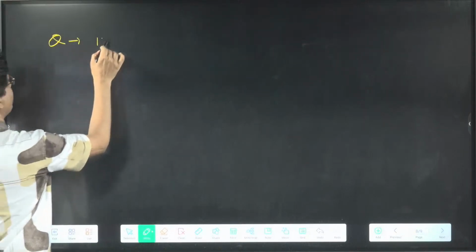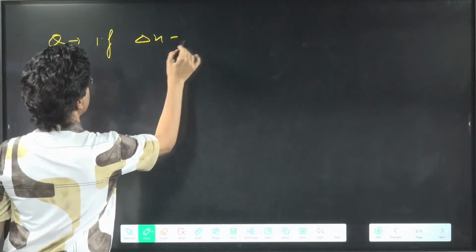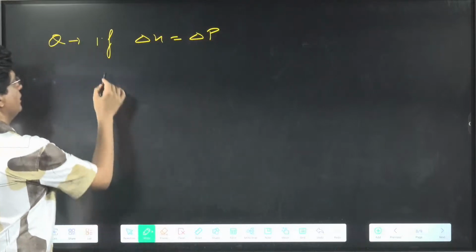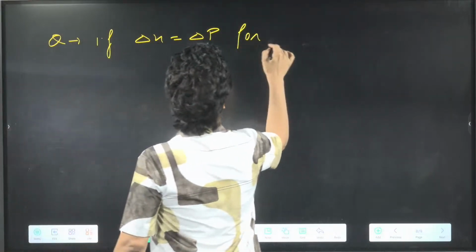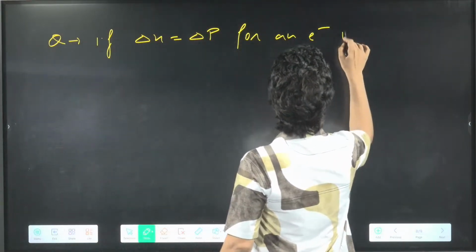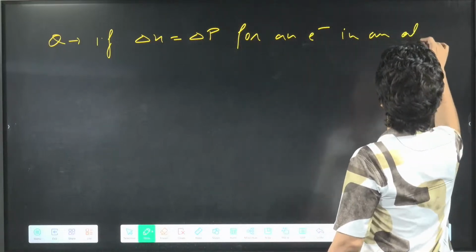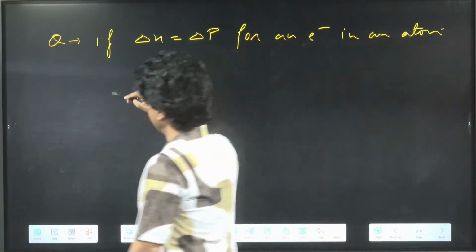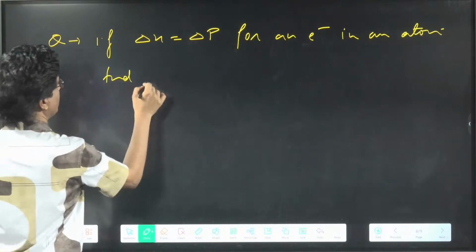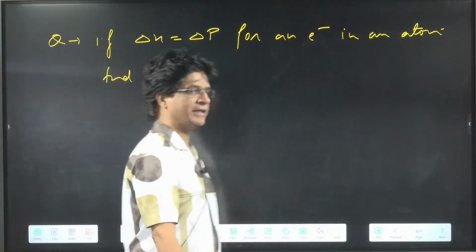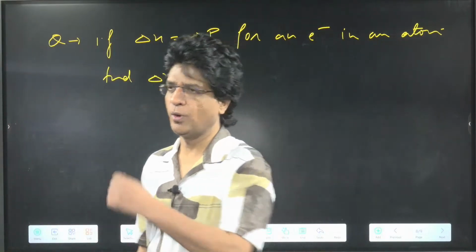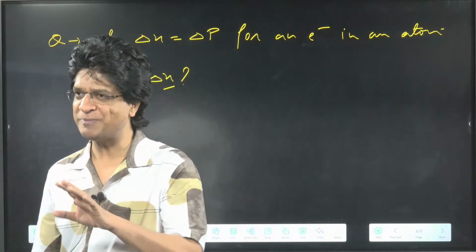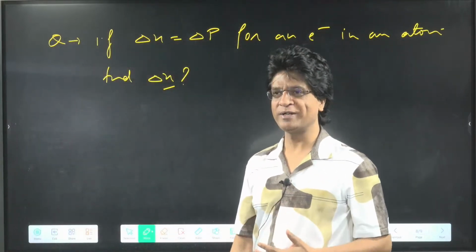Question I am giving you. If delta x is equal to delta p for an electron in an atom, then you have to find delta x. Can you find out delta x, all of you? Though answering of these questions will be a bit difficult, but we can find it out. Okay, so shall we try?